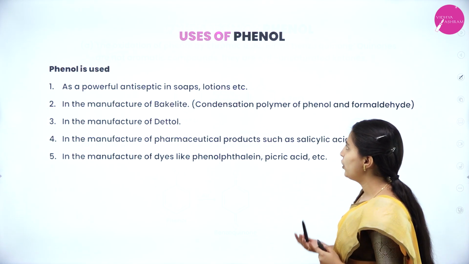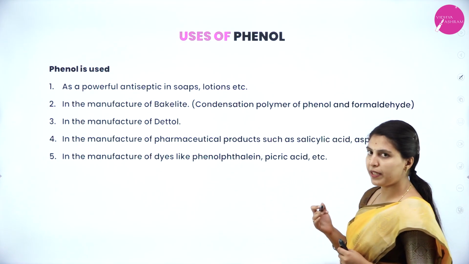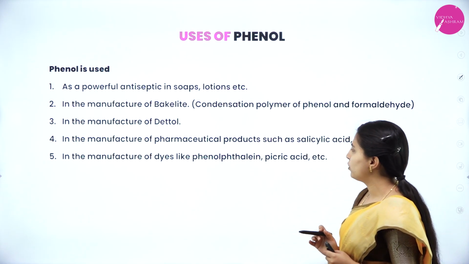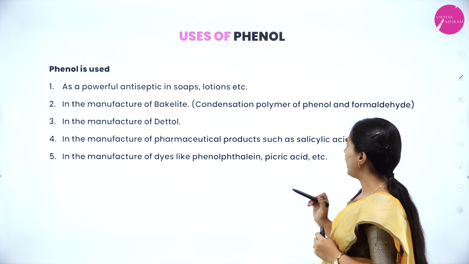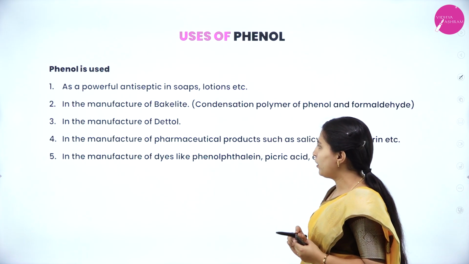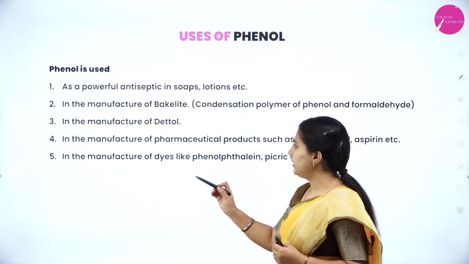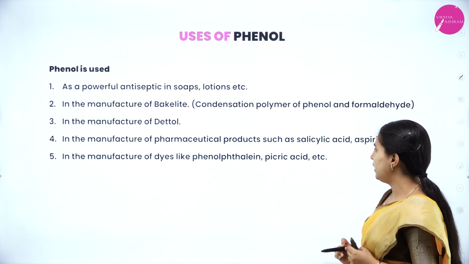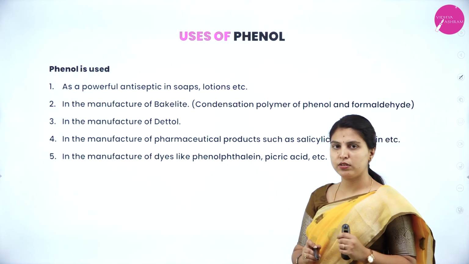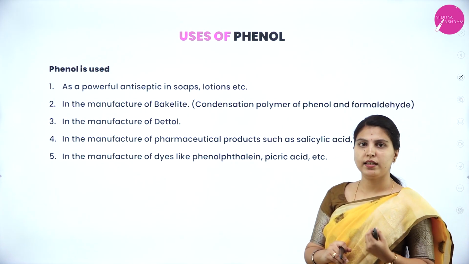Okay, next we will see uses of phenol. Phenol is used as a powerful antiseptic in soaps and lotions, etc. In the manufacture of bakelite through condensation polymerization of phenol and formaldehyde. In the manufacture of Dettol, which is also an antiseptic. In the manufacture of pharmaceutical products such as salicylic acid and aspirin, etc. In the manufacture of dyes like phenolphthalein, picric acid, etc. Phenolphthalein is a pink colored agent, and picric acid is a yellowish colored agent, which are used as dyes.